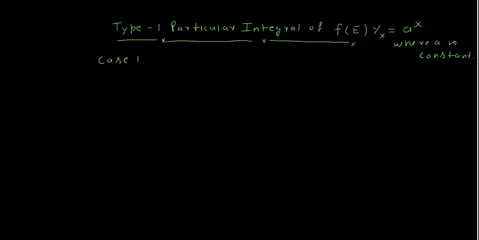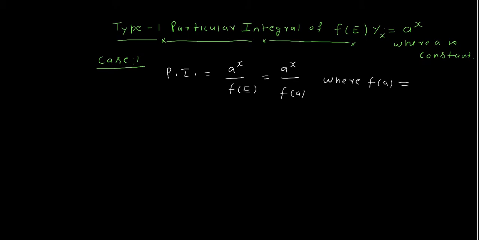Case 1: the particular integral of e to the power a x upon f of E equals e to the power a x upon f of a, provided f of a does not equal 0.